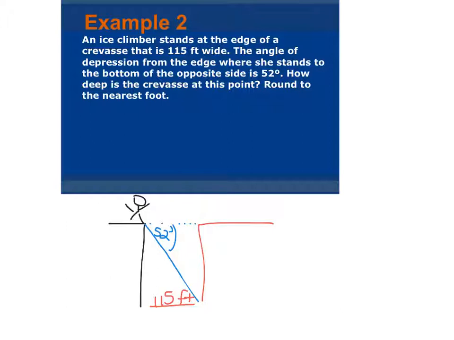It wants to know how deep this is, so that's going to be my x. Right here is my right triangle. What is x in relation to the 52? Which side? Opposite. Okay, so this is opp. What is the 115, which will also be up here? Adjacent. So again, which trig ratio are we using?